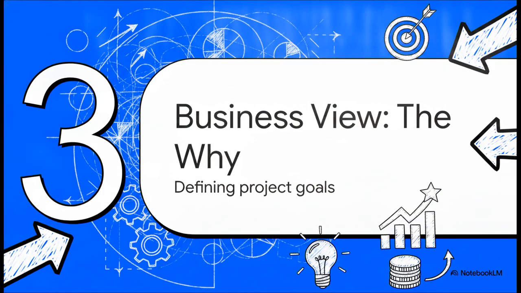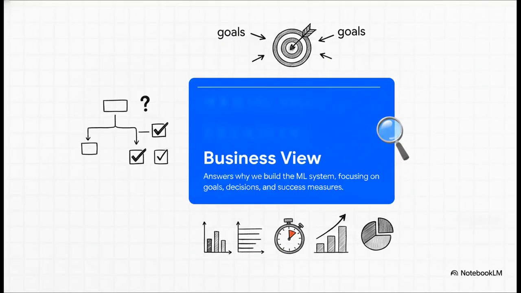Section 3. Business view, the why. Defining the project goals is where the magic starts. Every single successful project begins by asking, why are we building this system in the first place? Remember, you aren't just writing code, you're enabling decisions. This view focuses strictly on the high-level goals, the specific decisions that need to be made, the exact questions that need answering, and the metrics that will actually define success.